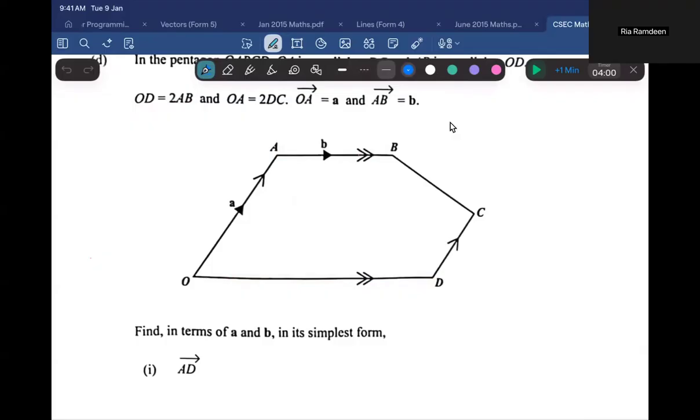OA and AB. AB is represented by, oh, AB is represented by B? Yeah, small b, watch. They said AB is B. So if AB is B, then what do you think I could write OD as? 2AB? Yeah. And what is AB? B. So I could write OD as.